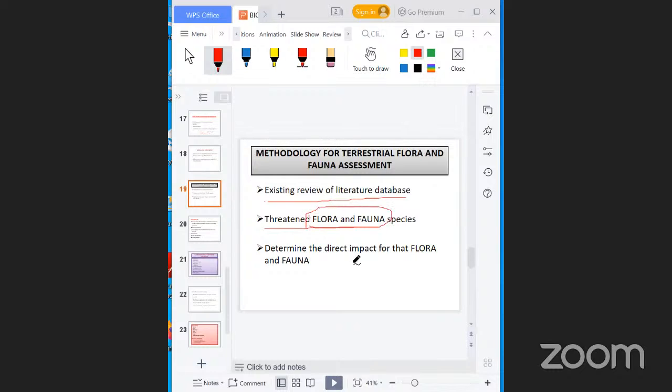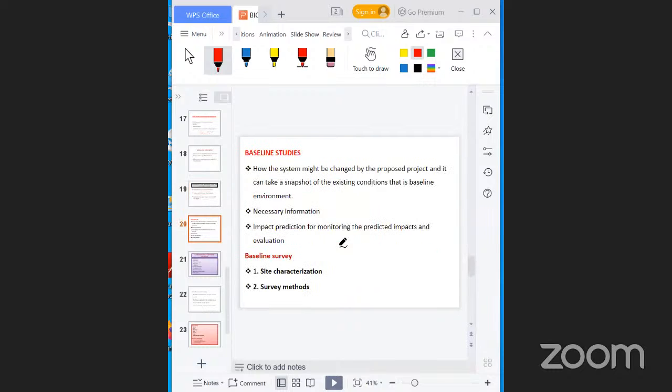So that is to determine the direct impact on flora and fauna in that particular area. So that will be used to delineate and stratify the sampling sites for the flora and fauna assessment, right? So then next we are going to baseline studies.